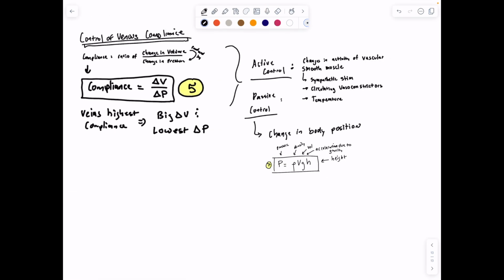Control of venous compliance. How can you change the compliance of a vein? We say compliance is the ratio of change in volume over change in pressure, so veins have the highest compliance because they have the biggest change in volume for the lowest change in pressure. Basically, the activity of vascular smooth muscle can be changed by sympathetic stimulation or by circulating vasoconstrictors, and also by temperature. And then passive control is just that a change in body position will change the pressure in the vein and therefore change compliance in the long term.